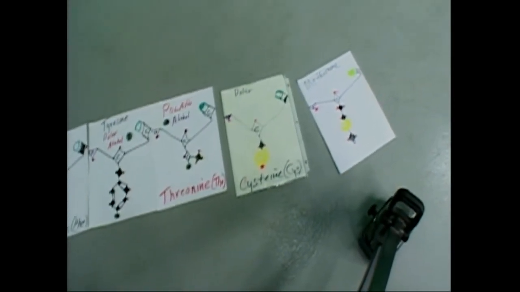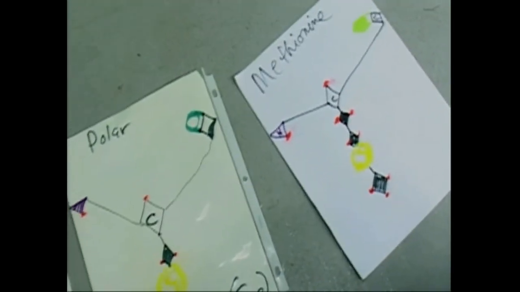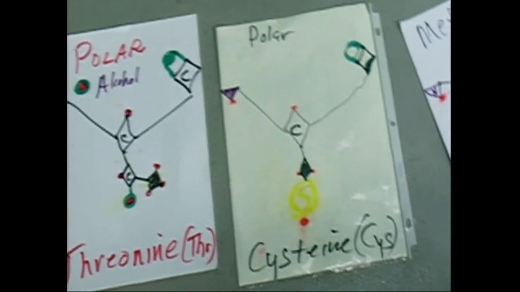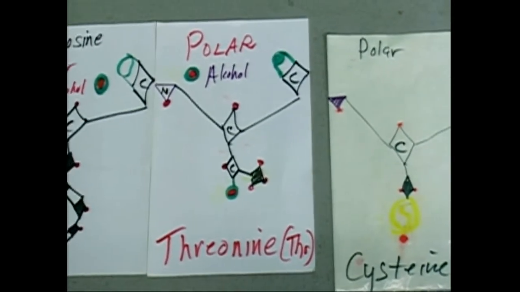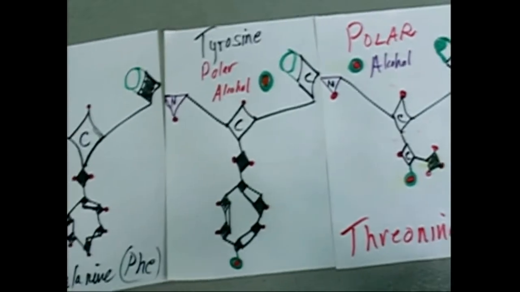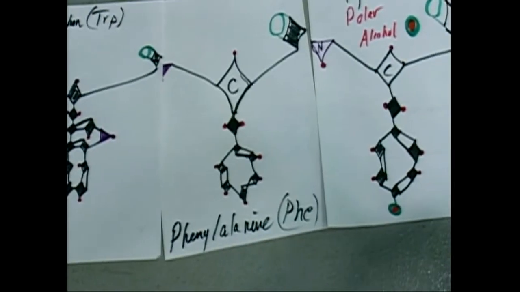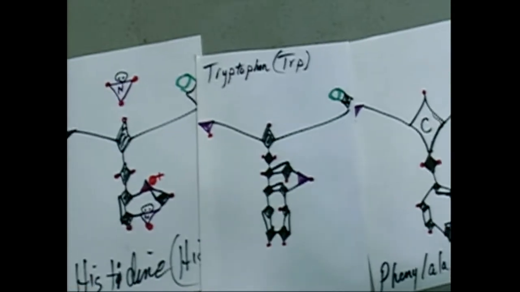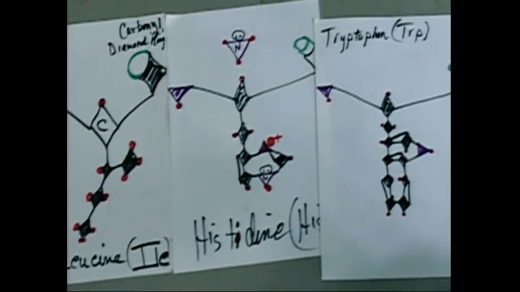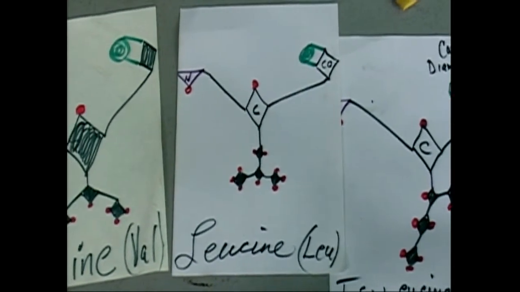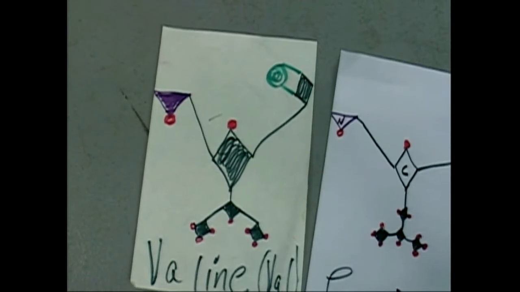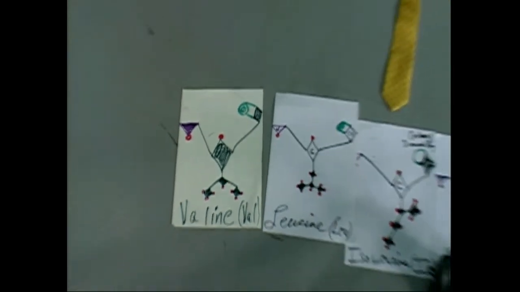So these are your essential amino acids, gang. Methionine, cysteine, threonine, where's threonine? Tyrosine, phenylalanine, tryptophan, histidine, and then we come to these little hydrocarbon ones. Isoleucine, its four carbon isomer, leucine, and then simple little valine. These are essential to your diet.